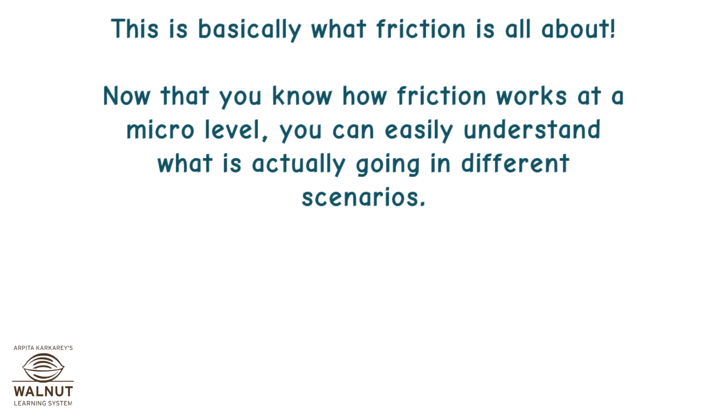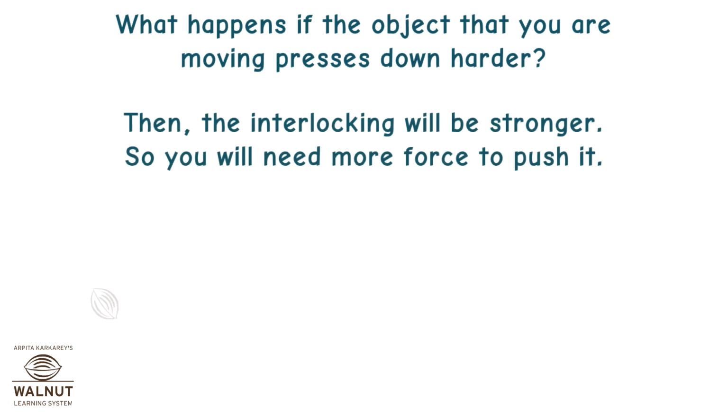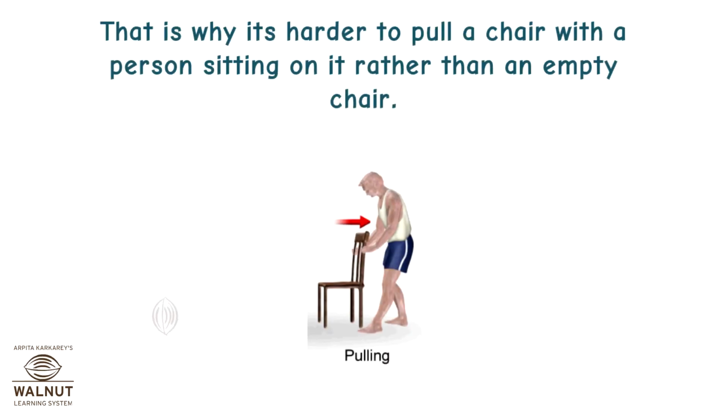Now that you know how friction works at a micro level, you can easily understand what is actually going on in different scenarios. What happens if the object that you're moving presses down harder? Then the interlocking will be stronger, so you will need more force to push it. That is why it's harder to pull a chair with a person sitting on it rather than an empty chair.